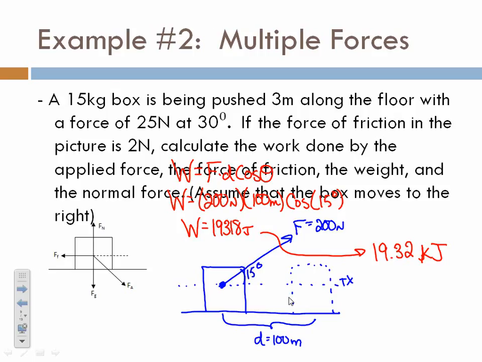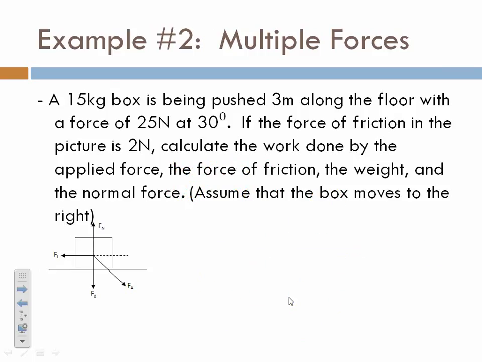All right, so off to our next example. So what happens when we have multiple forces that are acting on an object? Well, we see that each one of these forces is doing a specific amount of work. So we have a 15 kilogram box, and it's being pushed 3 meters along the floor with a force of 25 newtons at 30 degrees. All right. So if the force of friction in the picture is 2 newtons, calculate the work done by the applied force, the force of friction, the weight, and the normal force. So we should be able to calculate the work done by each of these 4 forces.